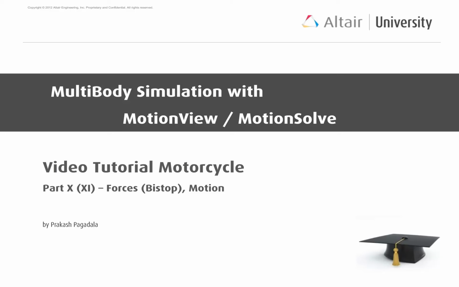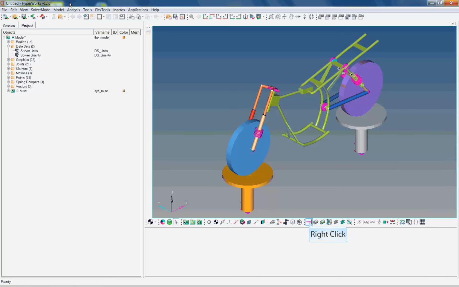In this video we will create forces and motion. We start with the definition of a contact force between jack and wheel. This contact force is included to restrain the wheel from moving off the jacks. Right click on the force icon to create a force.